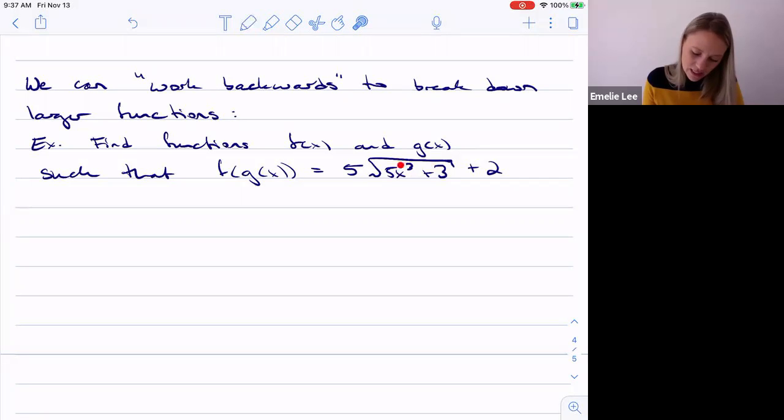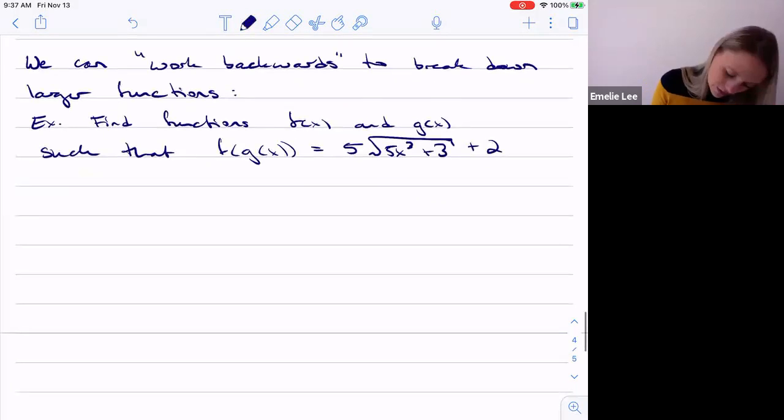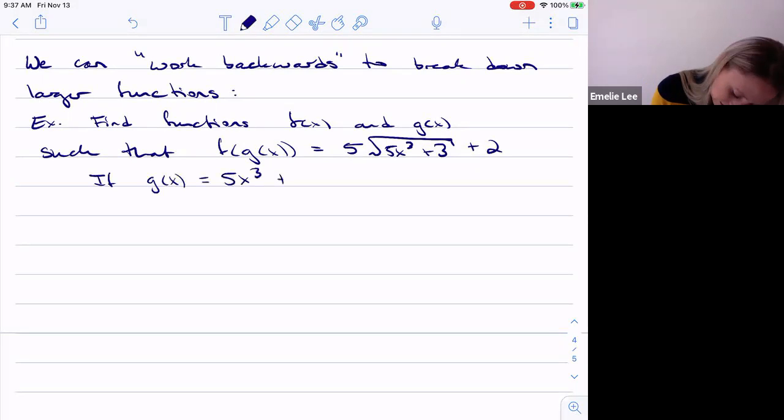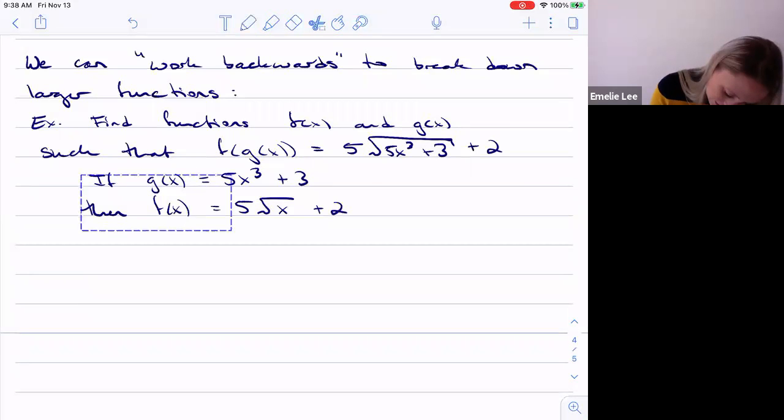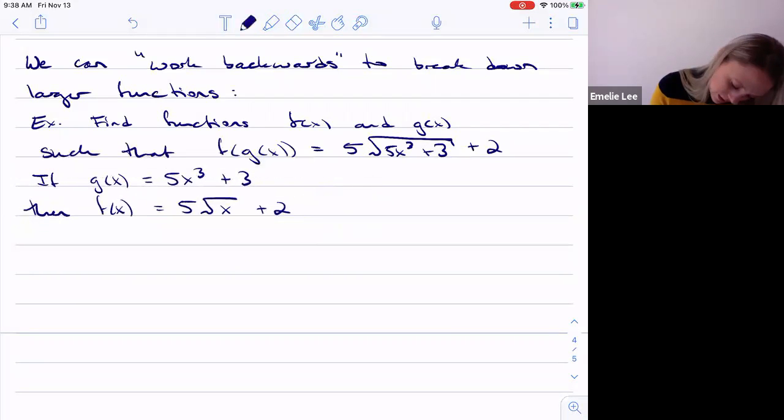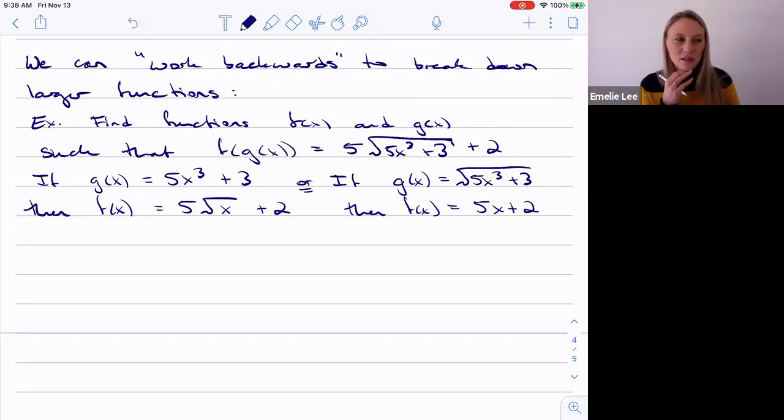But hopefully you'll see something. You can pull out a whole function here and call it g of x. If g of x is going to be equal to 5x to the 3 plus 3, then f of x must be 5 times the root of x plus 2. And you know what? I'll give you the other option too. Or if g of x is the root of 5x to the 3 plus 3, then f of x is 5x plus 2. It just depends on what you make g of x.